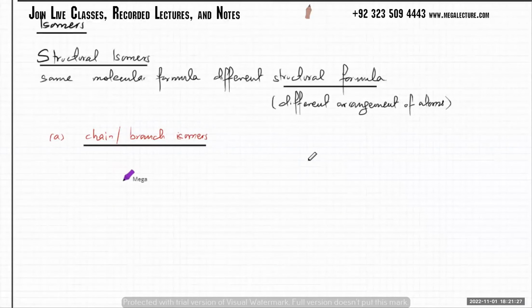ठीक है, chain और branch में what happened was के if I have a molecule with let's say 5 carbon atoms, I have an alkane. So there's CH2, there's CH2.